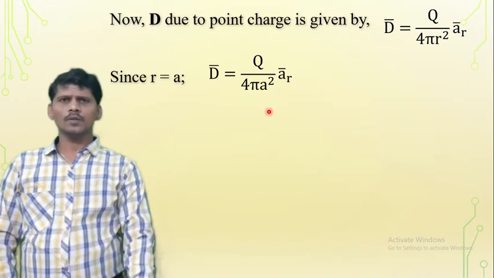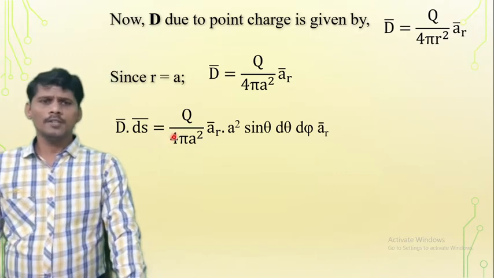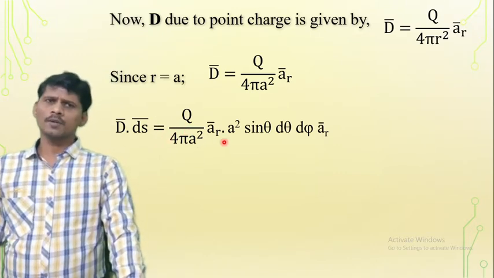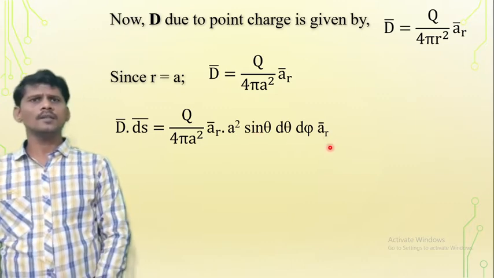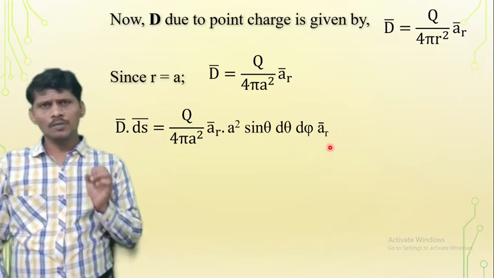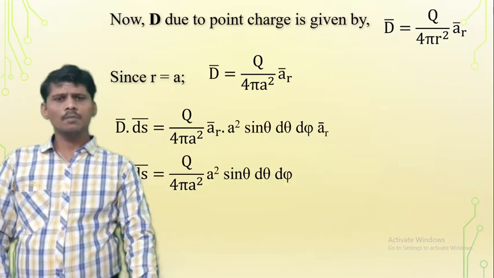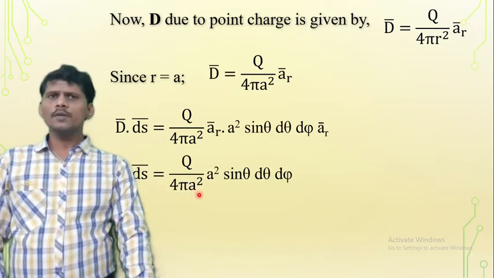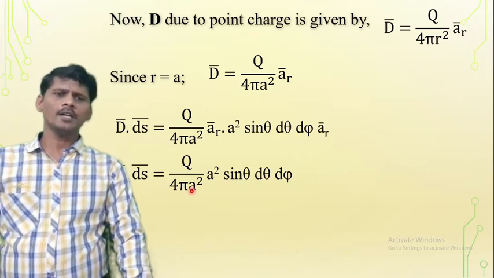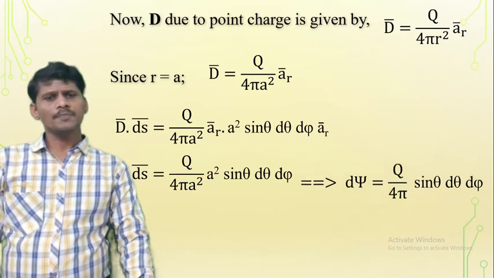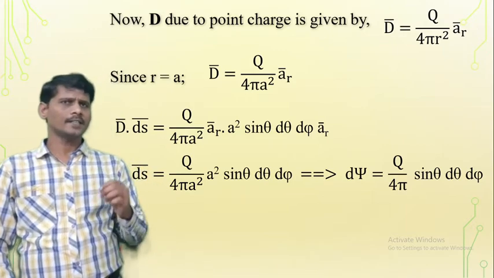Now take the dot product of D bar and ds bar. We get D bar dot ds bar. D bar is Q by 4 pi a square a r bar, dot ds bar is a square sin theta d phi a r bar. But we know that the dot product of the same unit vector is always unity, that is a r bar dot a r bar is equal to 1. We get D bar dot ds bar is equal to Q by 4 pi a square into a square sin theta d phi. Numerator and denominator a square is cancelled. We get D bar dot ds bar is equal to Q by 4 pi into sin theta d phi.